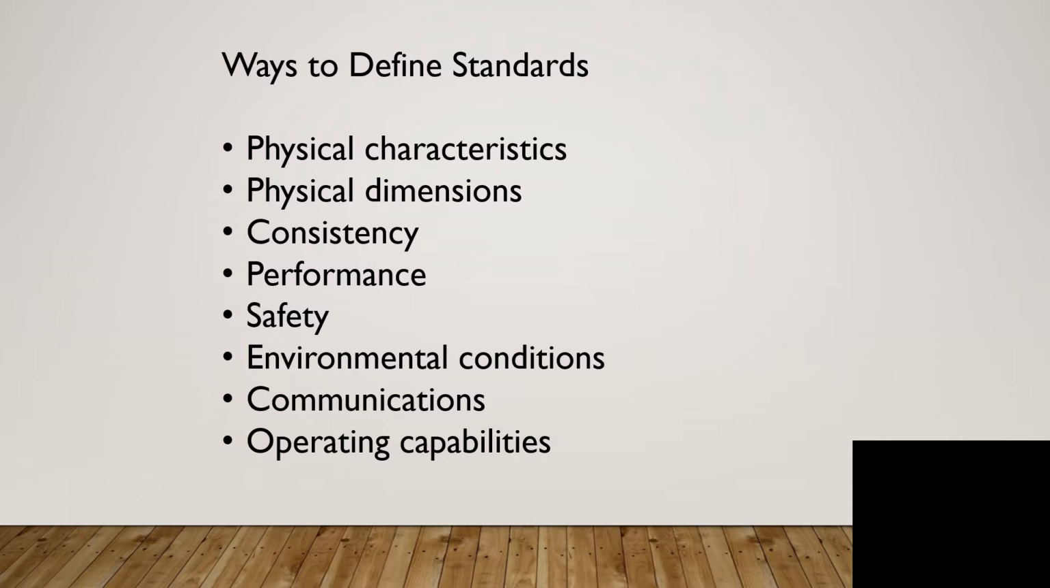Next are environmental conditions. In many parts of the world, nations require that businesses protect the environment and discharge waste by following standard practices. Regarding communication, barcoding, for example, benefits from standards. In the past, this technology was difficult to use because of a lack of standards, which led to too many conflicting designs. And then we have operating capabilities.